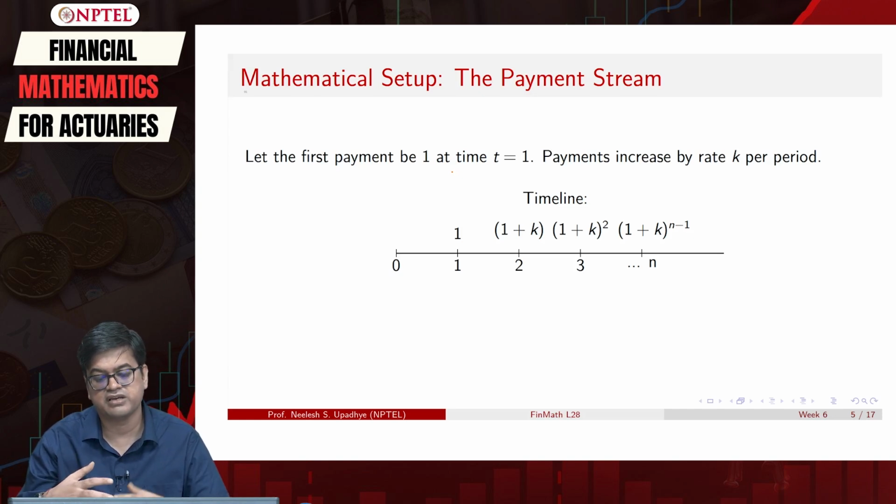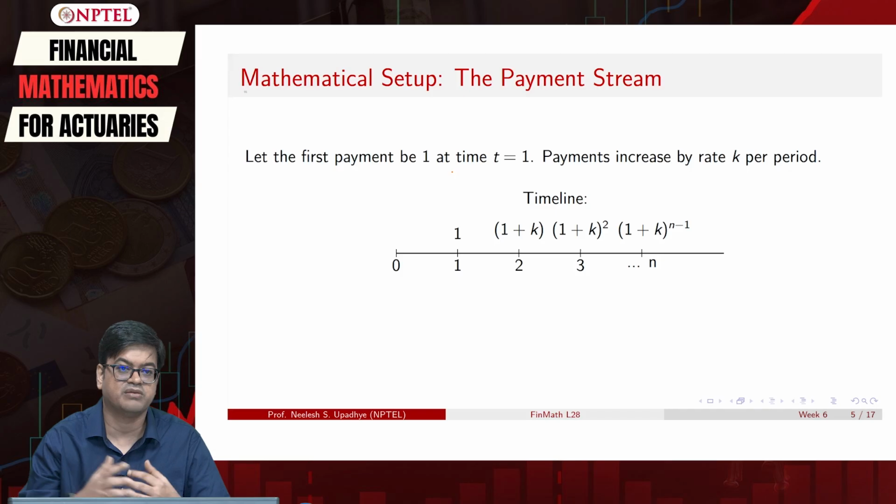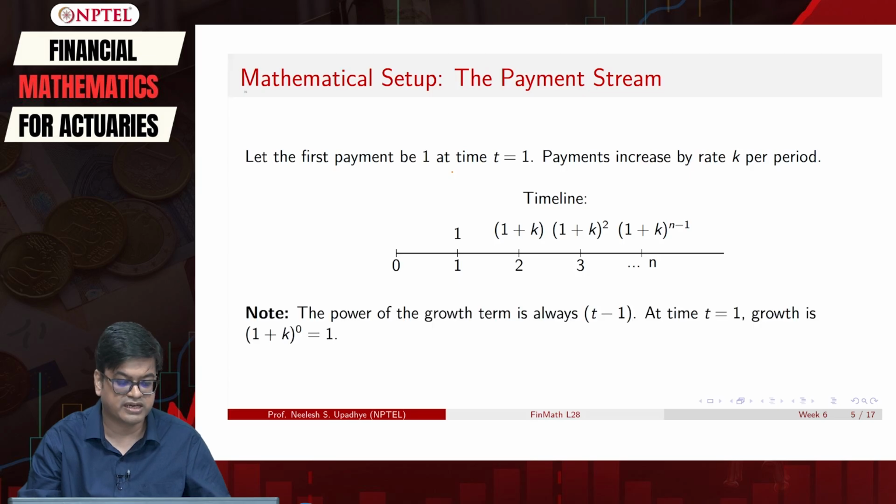So, in the nth period you will have 1 plus k raised to n minus 1. Now I have the increasing payment stream which is increasing at the rate of k. The power of growth always remains t minus 1. At t equal to 1, it is 1 plus k raised to 0, so it is 1. But the factor that will play a significant role is the interest that you are earning on the money. That is where the present value will be affected.